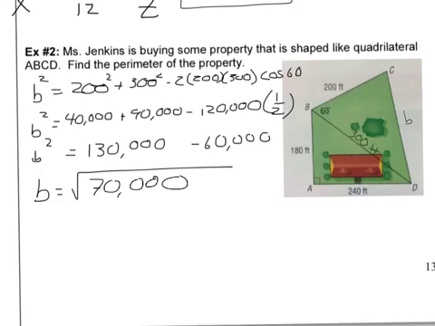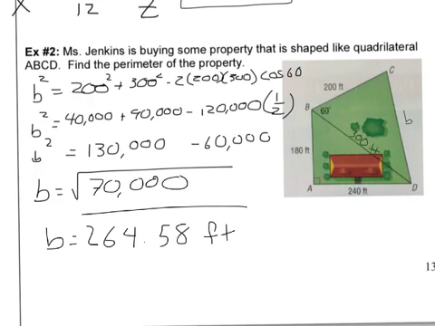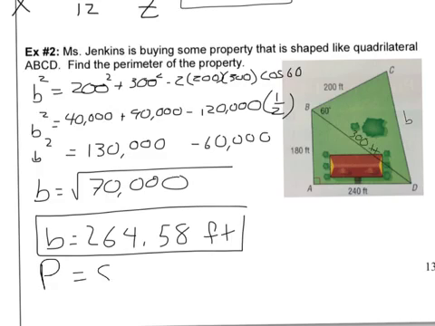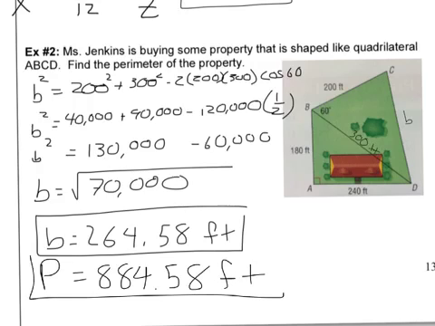So the square root of 70,000 is 264.58. So we know that b is 264.58 feet. All right, awesome. Now all we got to do is find the perimeter. Well, that's just adding these all together. So 200 plus 180 plus 240 plus 264.58. Plug that all in. I get that the perimeter is 884.58 feet. And there you go. We just solved for the perimeter of this thing.